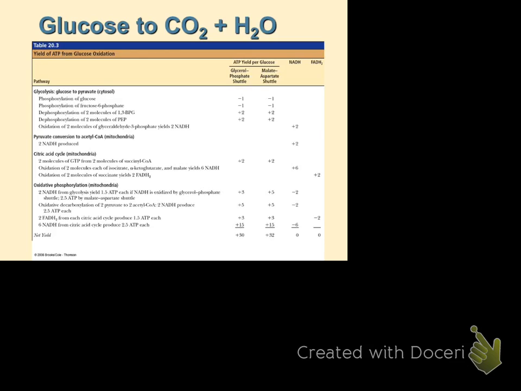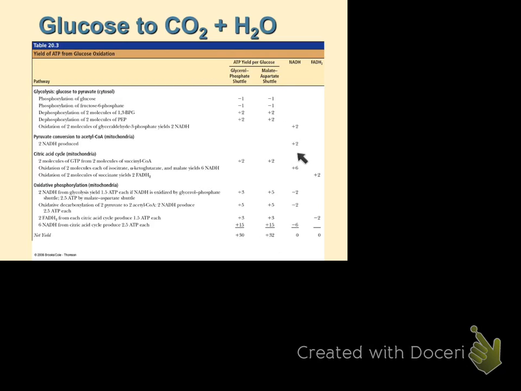All right, so if you added up all the possible ATPs, NADHs, and FADH2s that were made, starting from glucose, going all the way through the OxPhos pathway, if you use the glycerol phosphate shuttle, you get an effective amount of 30 ATPs from 1 glucose. If you use the malate aspartate, you get 32.